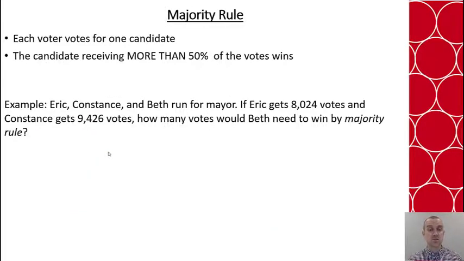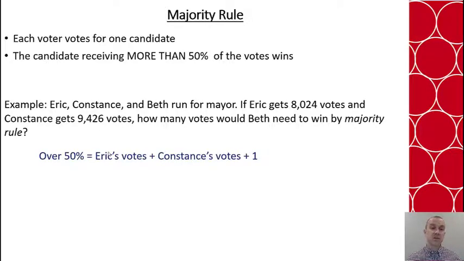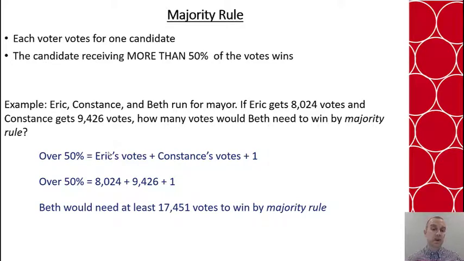Now let's go back to the initial situation though, which was where Eric got 8,024 and Constance already has the 9,426 votes. Say instead of by plurality, Beth needs to win by majority. So she needs that 50% plus 1. So if we think about 50% being Constance's votes and Eric's votes combined, and then we add one more, that will get Beth over the 50%. So we take the 8,024, the 9,426, add one more to that, and that would tell us that Beth would have needed to win at least 17,451 votes to win by majority rule.